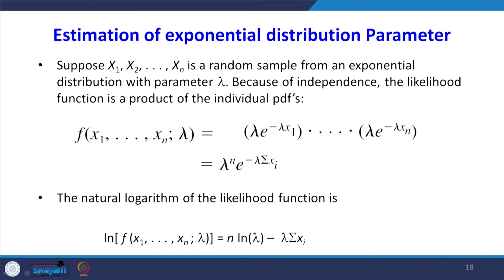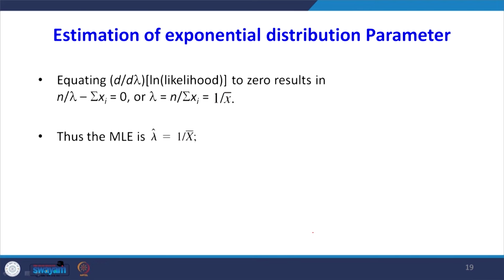So, when you simplify that, it will become lambda to the power n, e to the power minus lambda sigma of xi. When you take log of this, it will become n log lambda minus lambda sigma xi, and then this has to be equated to 0. When you equate it to 0, lambda equals n divided by sigma xi, that is nothing but the inverse of the sample mean. So, this was the result. Now the inverse of the sample mean is nothing but the mean of our exponential distribution.